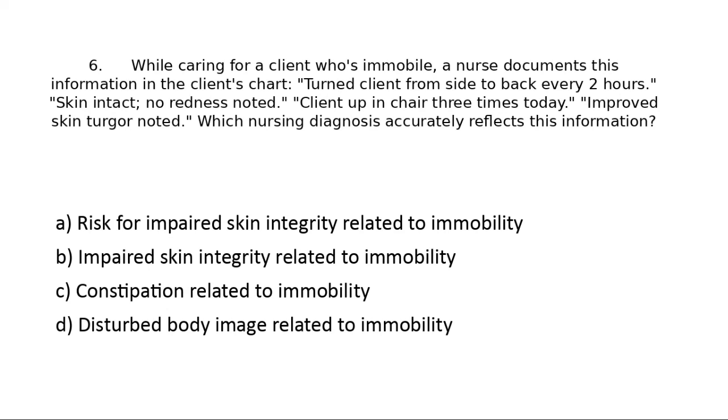Okay, last one. While caring for a client who's immobile, a nurse documents this information in the client's chart. Turn client from side to back every 2 hours. Skin is intact, no redness noted. Client up in chair 3 times today. Improved skin turgor noted. Which nursing diagnosis accurately reflects this information? What do you think your nursing diagnosis is going to reflect, given all of the information provided?